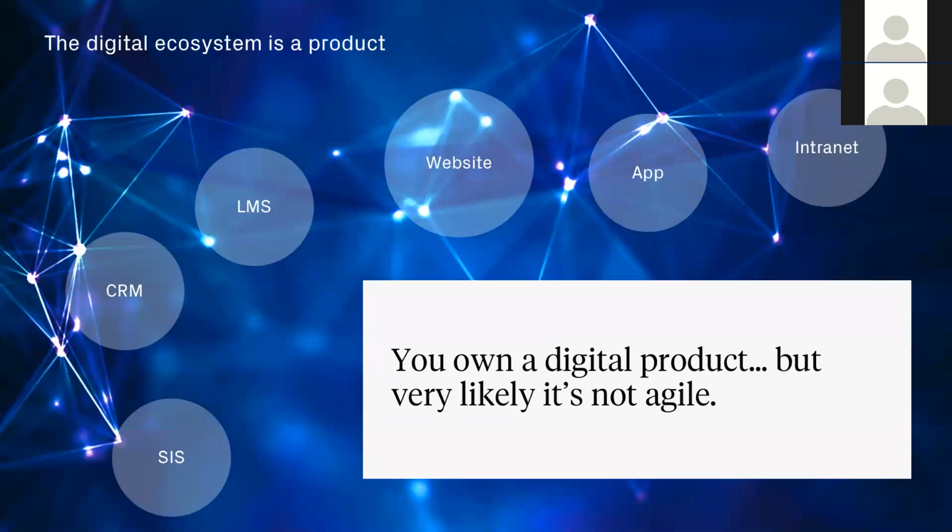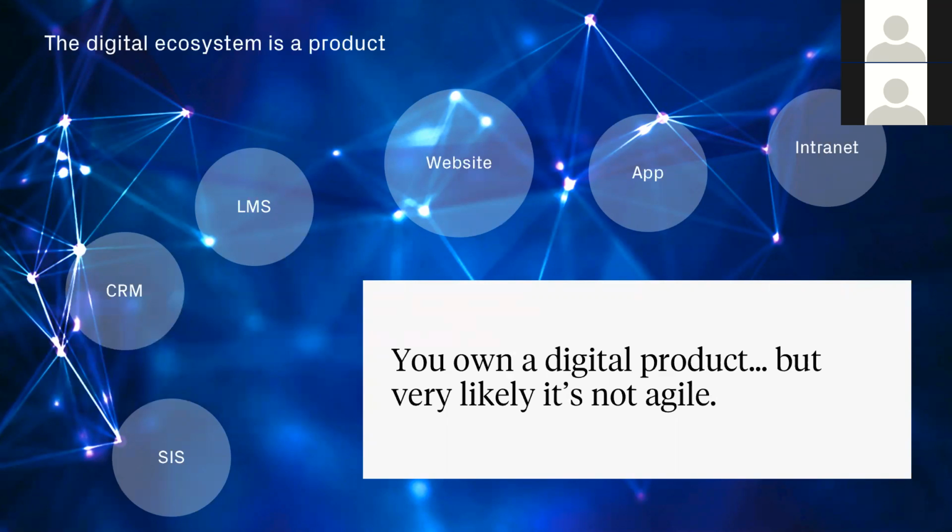So from this point of view, you, as the owner of the entire university digital real estate, or whatever part of it you own, or are part of a team that owns a digital product. But very likely this is not an agile product at all. While there might be some elements of agile in place, it's probably still very far from the truly agile products we all know and love, from Spotify to Slack.